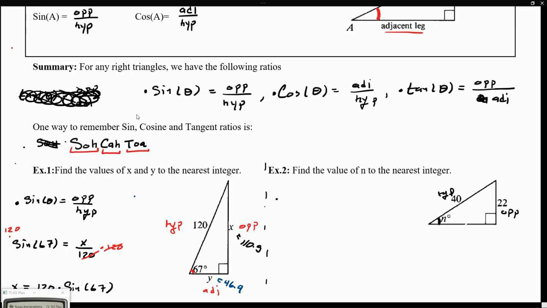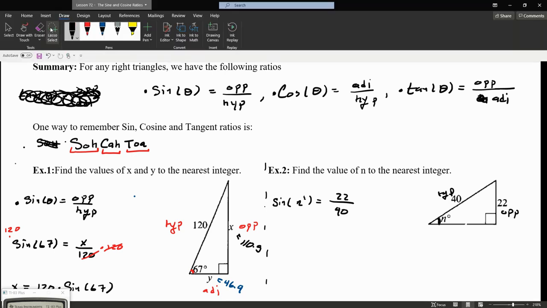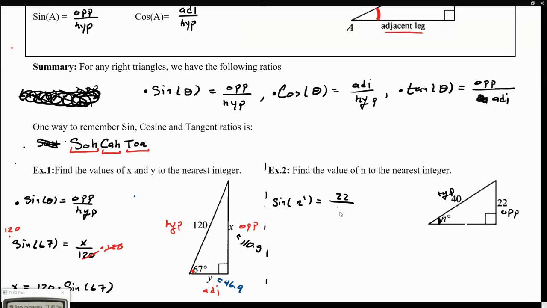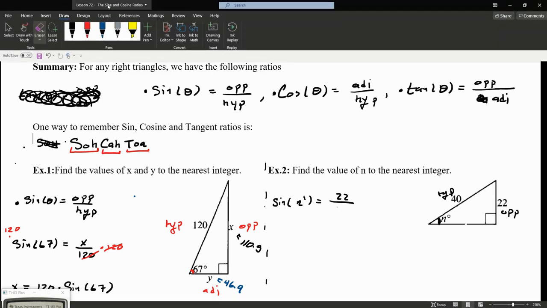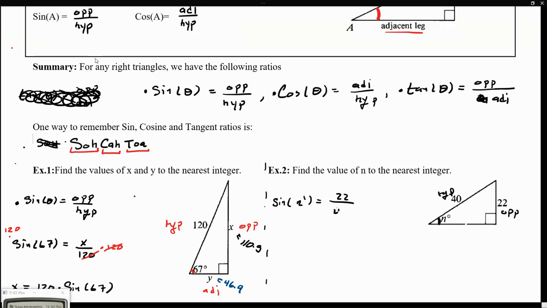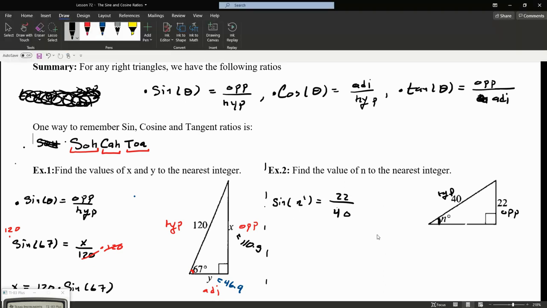So let's set this up. This is saying that if I take the sine of this angle N, that's going to be equivalent to the opposite of N, which in this case is 22, over the hypotenuse of N, which is 40. Let me just rewrite that because that looks like a 90. So this is the setup. So we're pretty much almost done because we have the setup. This is the most complicated part.